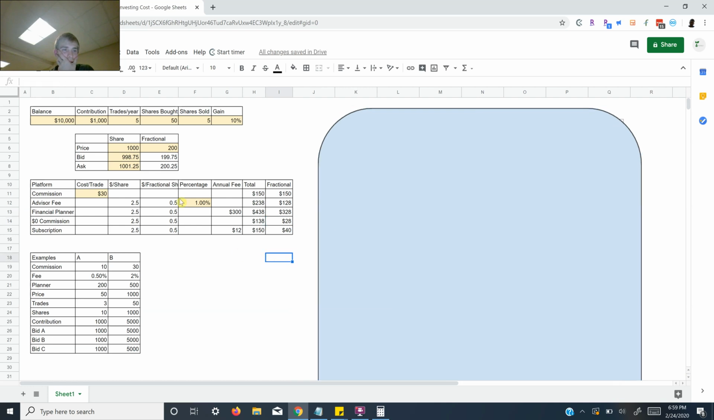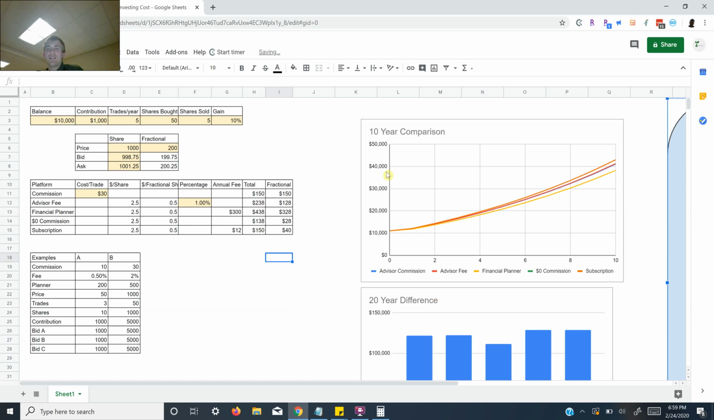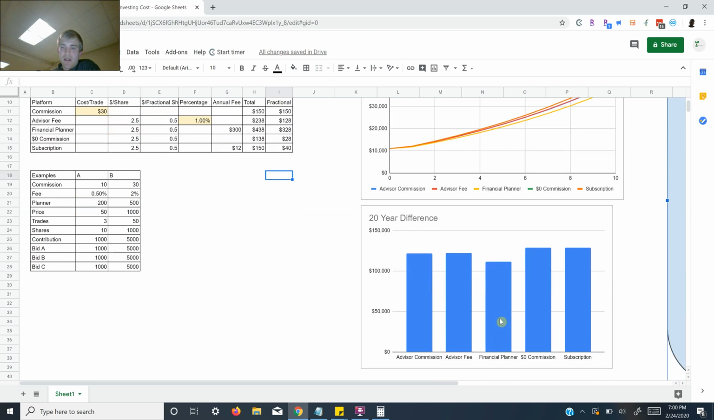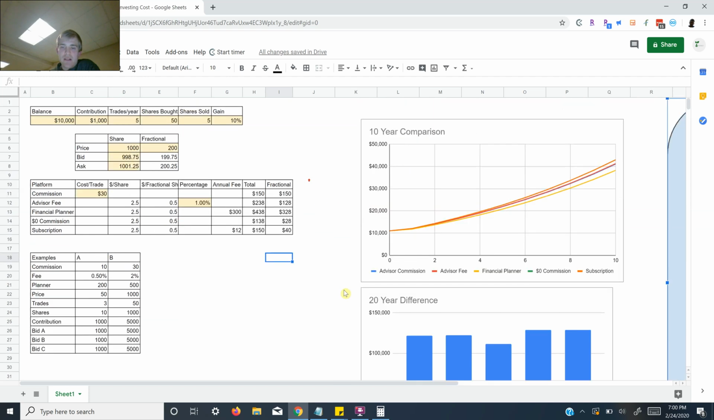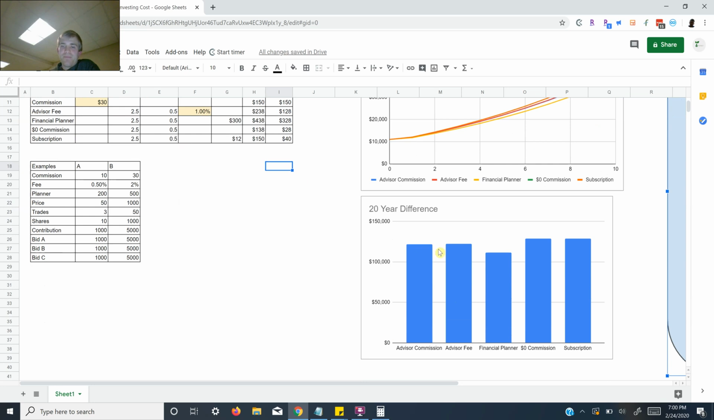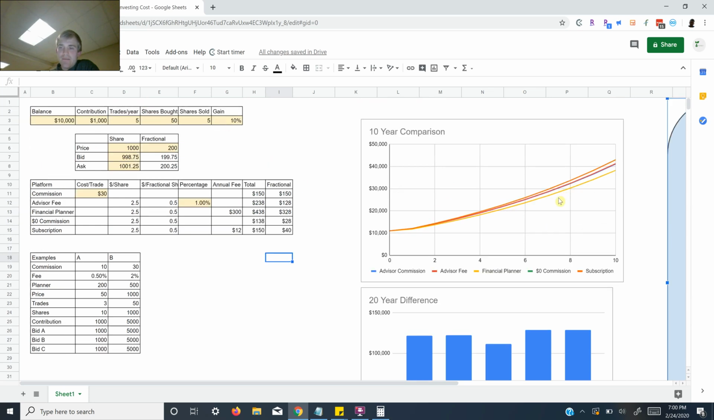Any more examples we should do? Maybe I should show you the chart here and how things play out over a time period. This is a 10-year comparison with a per-year graph of the different methods, and this is a 20-year comparison, showing what amount it amounts to at year 20. In the grand scheme of things, this one financial planner looks like it could be a 20 grand difference from the $0 commission. $0 commission is winning with this model here. You can see how it spreads out over time. Subscription is winning, and the other few are going to be in this one.